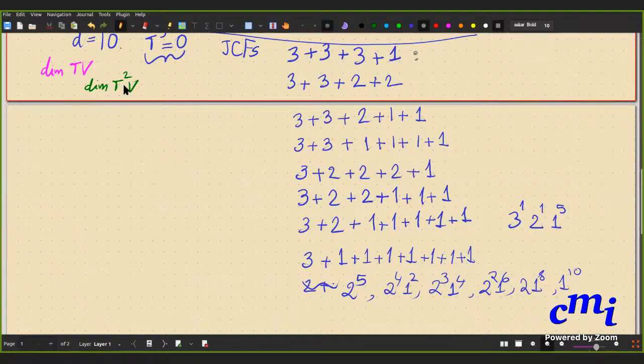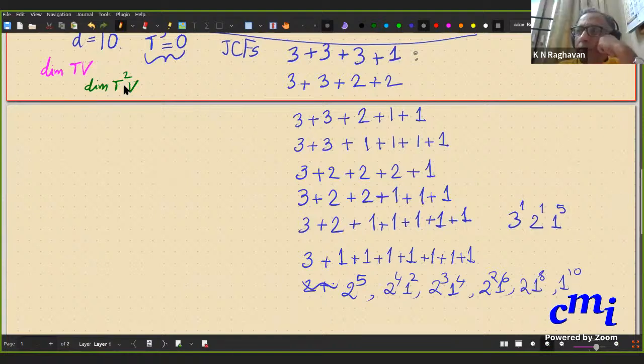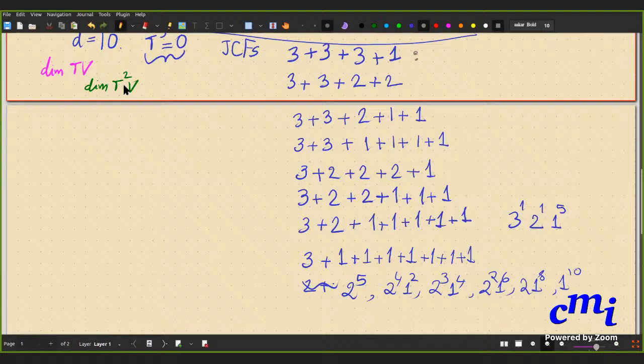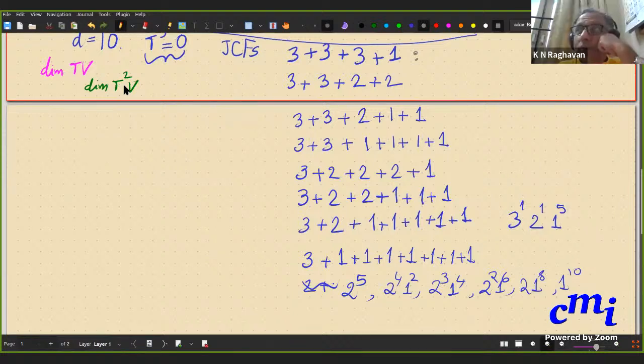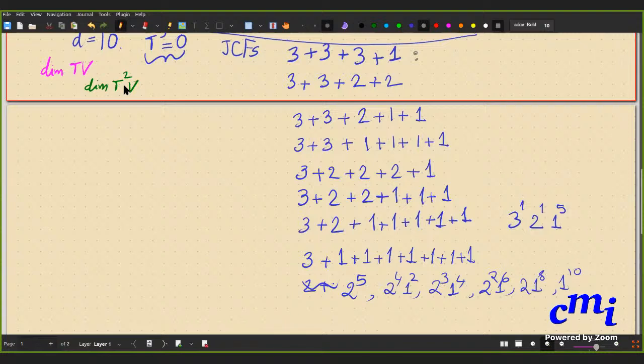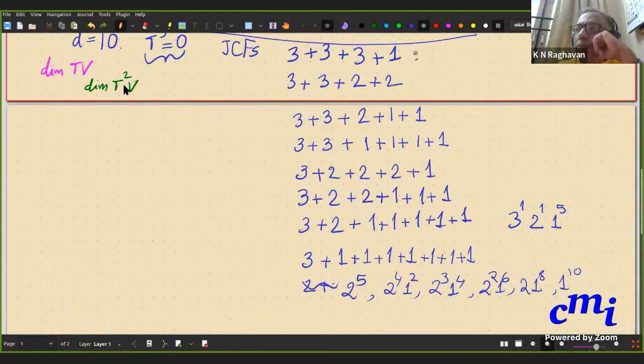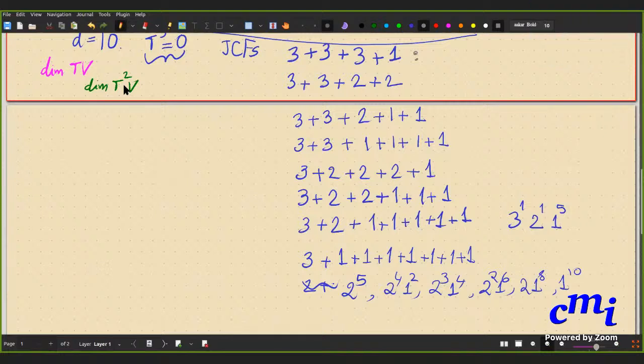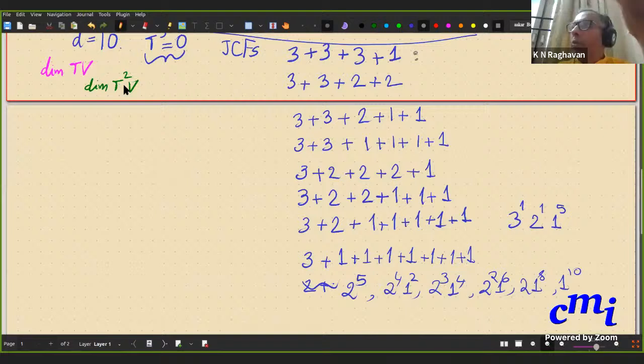Then how about V1? V1 is not going to V1, V1 is also going to 0. Then V2 goes to V1. V2 goes to V1. V3 goes to V2, correct?